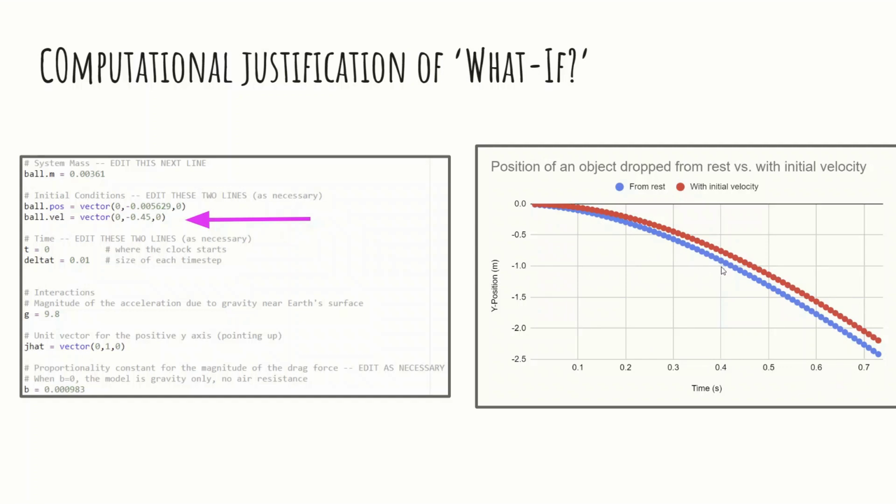The object from rest reaches it at 0.4 seconds, but the object with an initial velocity reaches it at around 0.45 seconds.